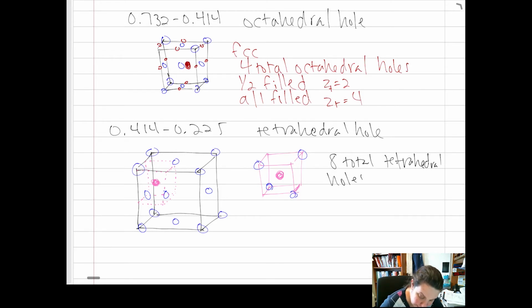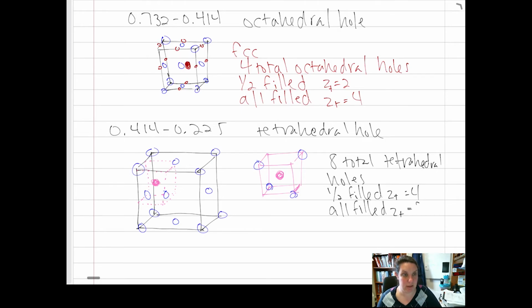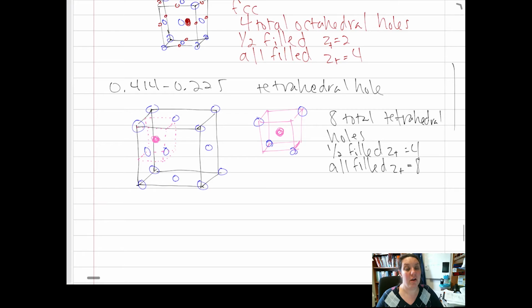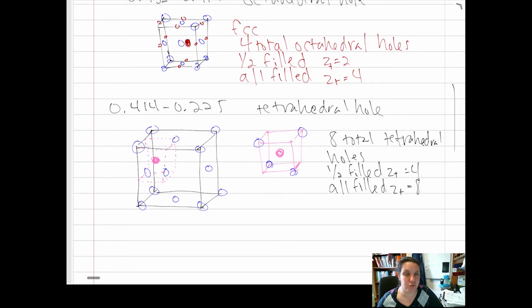So if we have half filled, we have a Z plus equal to 4. All filled, we have a Z plus equal to 8. Okay? So as we go from our cubic hole to our octahedral hole to our tetrahedral hole, the holes are getting smaller. And these are formed when we have a smaller cation radius in reference to our anion radius.